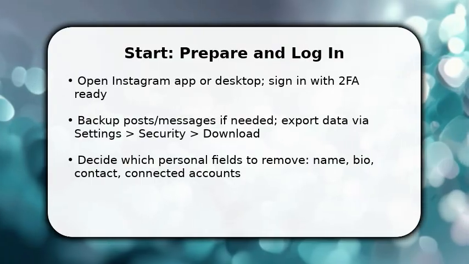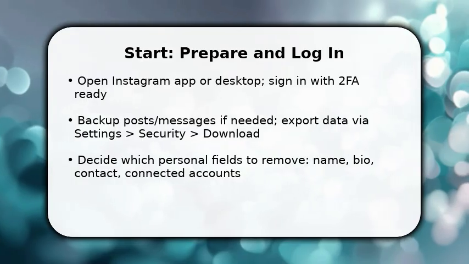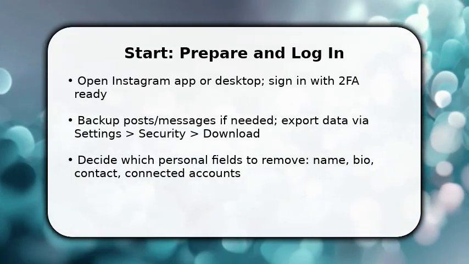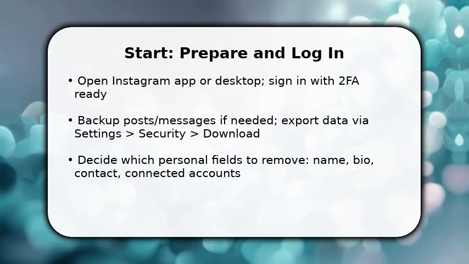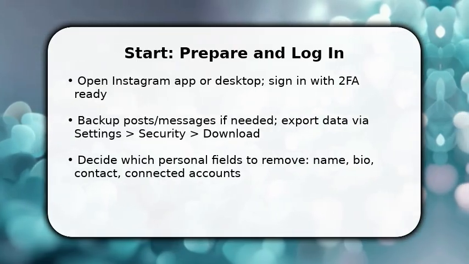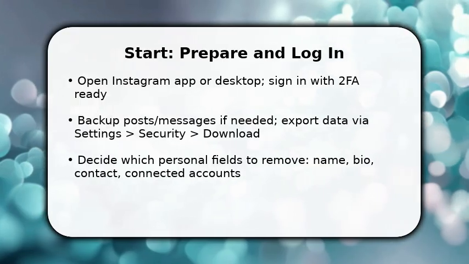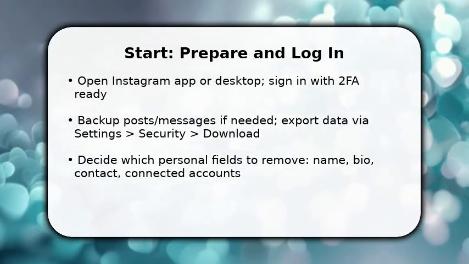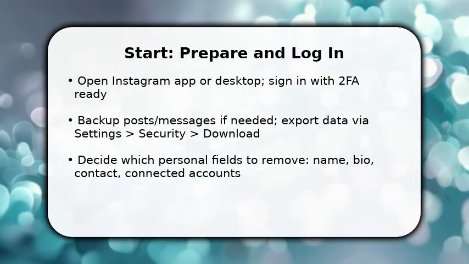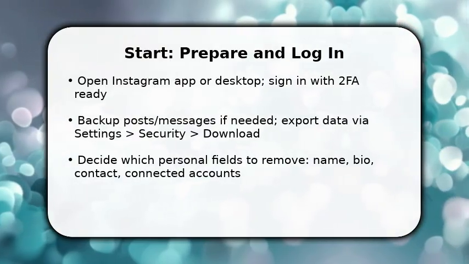You begin by signing into Instagram with two-factor authentication available. This keeps the account secure while you edit sensitive fields. Once logged in, open settings and download your data if you want a copy of posts or messages. Make sure you know which items you'll remove: display name, bio text, email, phone, and any linked accounts.